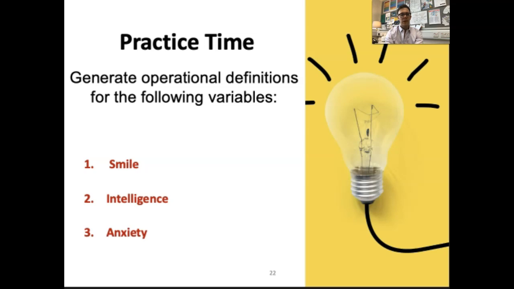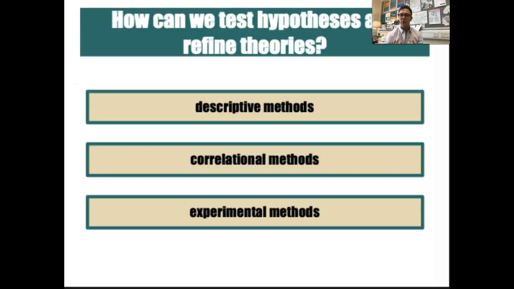So let's look at an example here. I want you to practice operationally defining these words: smile, intelligence, and anxiety. Okay, after you record it, I'll give you the answers. Hopefully you had some good practice there with the operational definitions. That may show up on your AP exam in May. They may ask you to operationally define your variables, or the variables that they provide you with, right? Or if you take AP research, then you'll have to do that in that class.